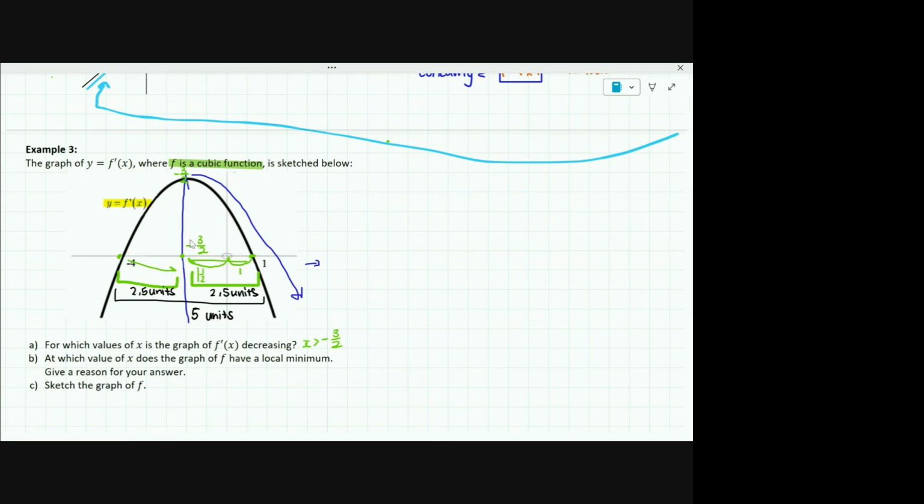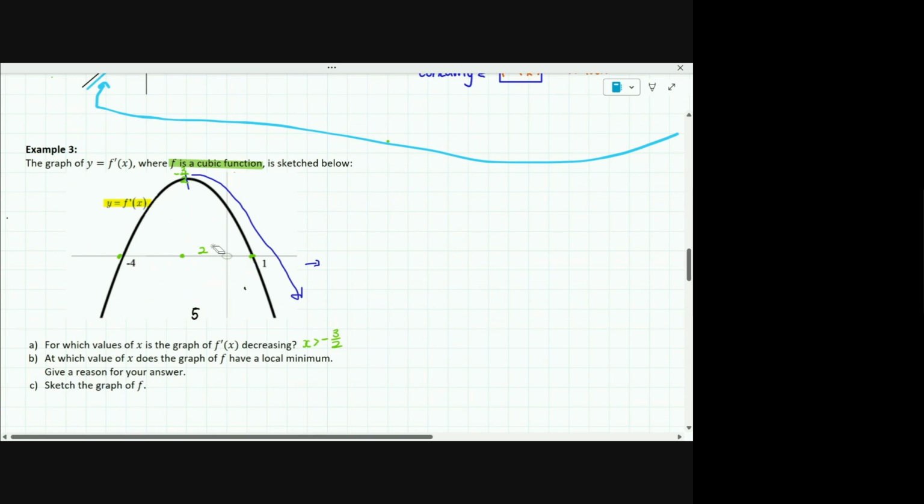I cannot understand, Sham. Which part don't you understand? Number A. Let's do it again. Do you understand where the graph is decreasing? No, ma'am. Okay, so let's have a see.